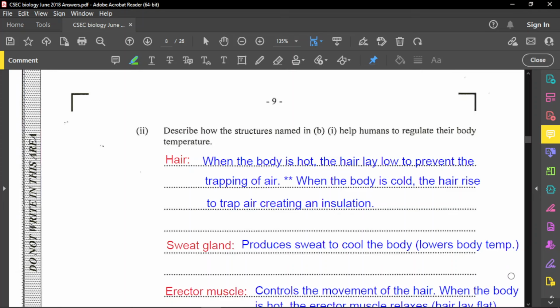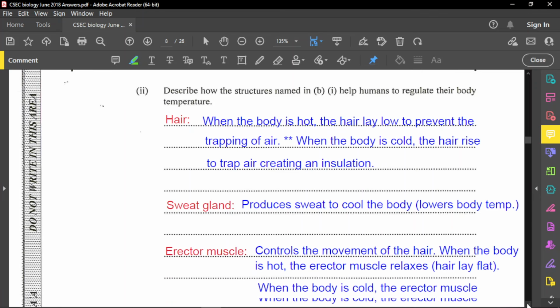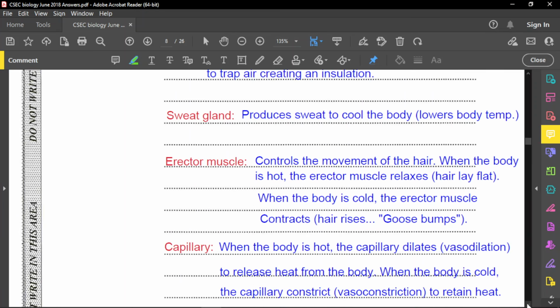All right? Now, the erector muscle cell is connected to the hair itself, and it controls the movement of the hair. And so when the body is hot, the erector muscle relaxes and the hair lays flat. All right, so this ties in with number 1 if you notice how the hair works. And when the body is cold, the erector muscle contracts and the hair rises, and as such you'll have goosebumps. And the rising of the hair is really to trap air to create an insulation around the skin. All right, so you maintain the body temperature.